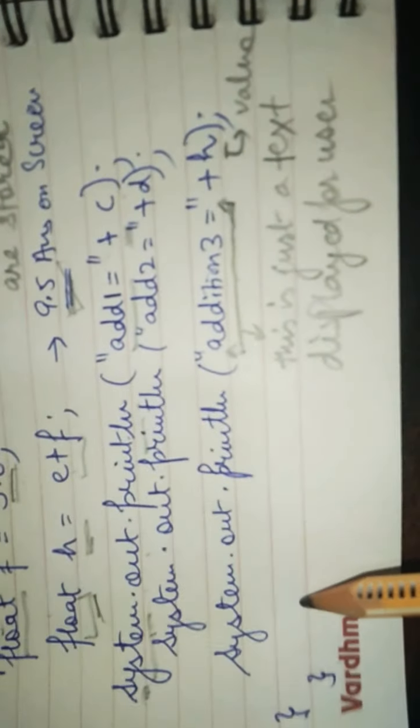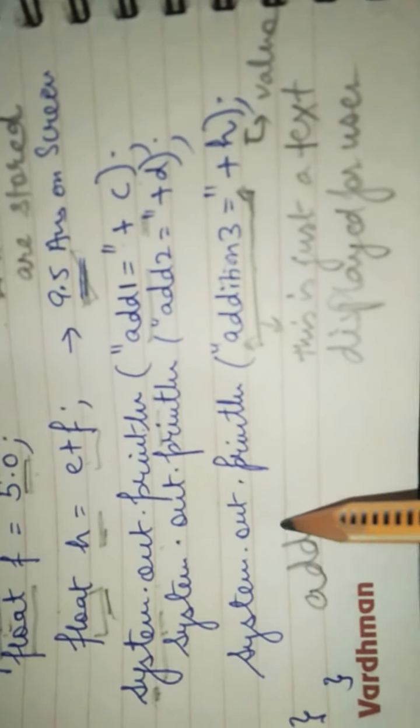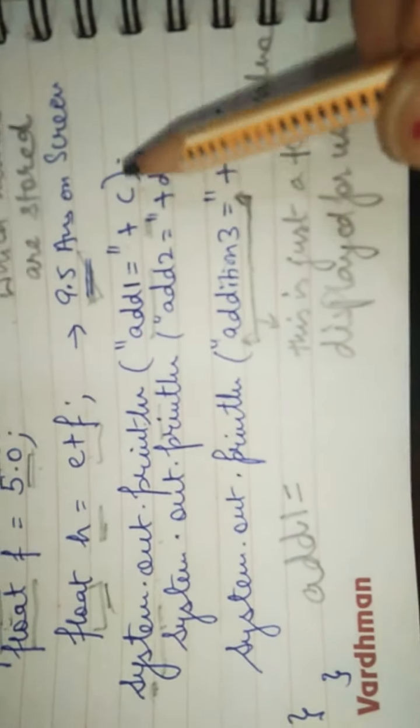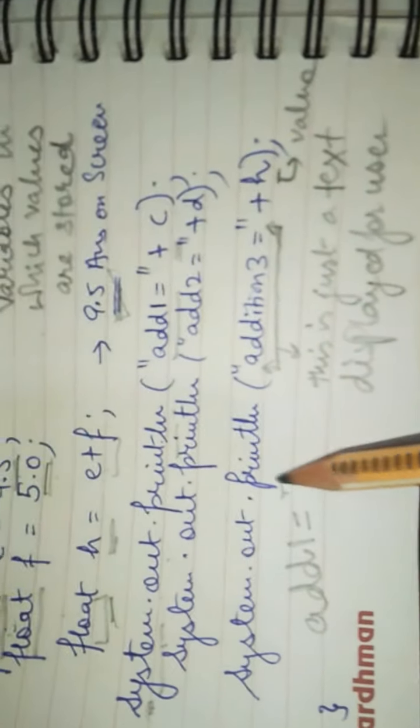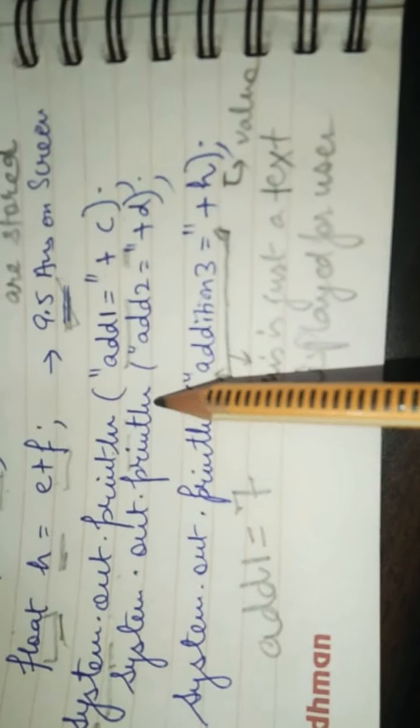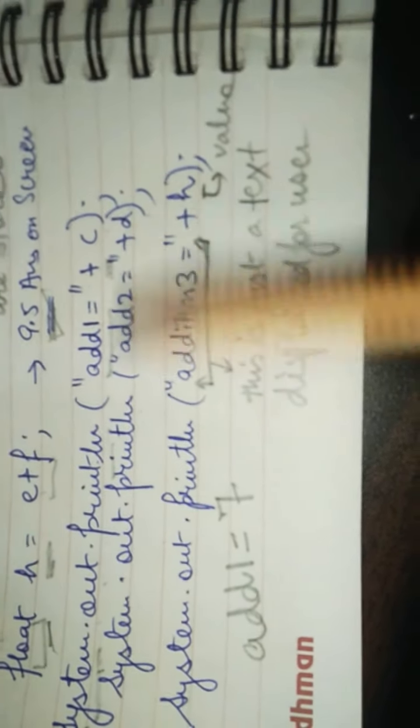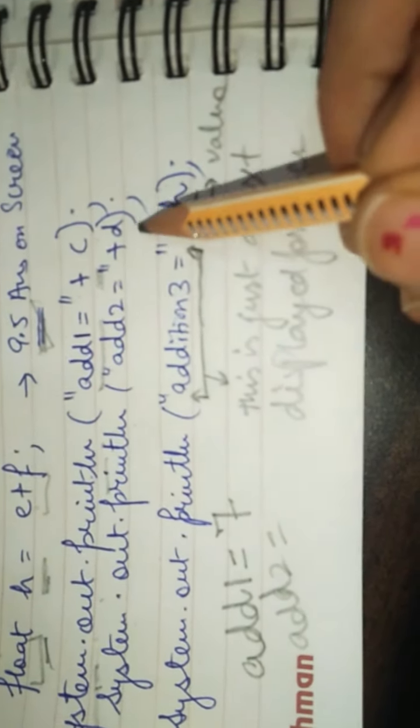So the answer will be like this. Add1 is equals to, and what was the value of C? C is having A plus B. So the answer will be 7. And the next statement is System.out.println add2 is equals to, plus D. Add2 will be written like this only, as it is in the inverted commas. Plus D means D is holding some value. D is again 3 plus 4. So the answer will become again here 7.